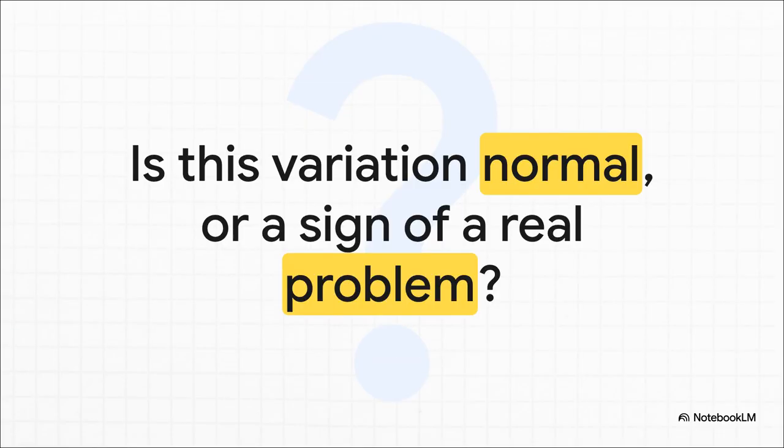Okay, so this chart is way better than the table, for sure, but it brings up a really important question. We can see the process bouncing around, but is this just the normal, everyday noise we should expect? Or is a big dip, like that one on Thursday, a real signal that something is seriously wrong? How do we tell the signal from the noise? Well, for that, we need a little help from our friend, statistics.